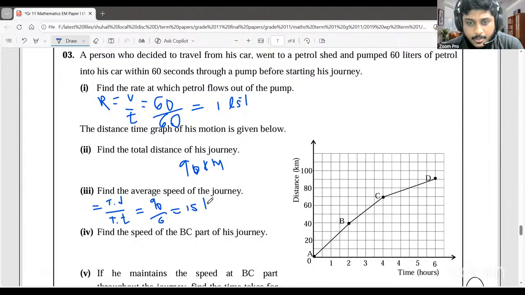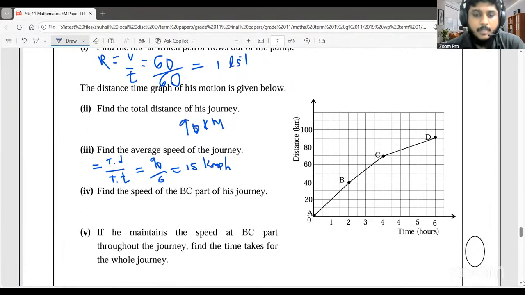It is a very small speed. No need to go in a car for this, you can go in a bicycle. That is 15 kilometers per hour. For 1 hour, you will travel 15 kilometers.